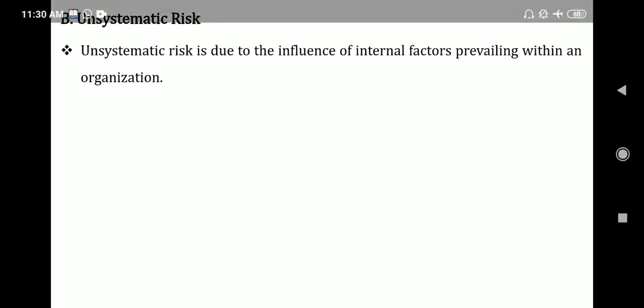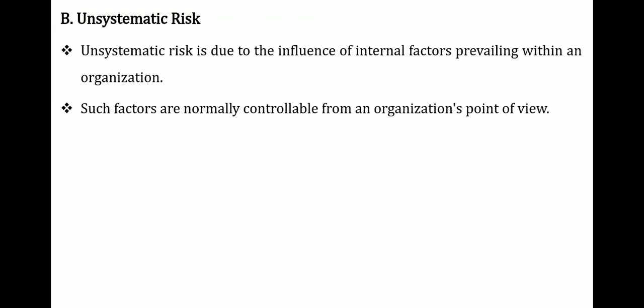We already know that unsystematic risk is due to the influence of internal factors prevailing within an organization. So this unsystematic risk occurs due to the internal factors, the factors which influence internally. Those factors lead to unsystematic risk, and such factors are normally controllable from an organization's point of view. We already know that systematic risk is non-controllable risk, but unsystematic risk can be controlled. Our organization is able to mitigate the unsystematic risk.